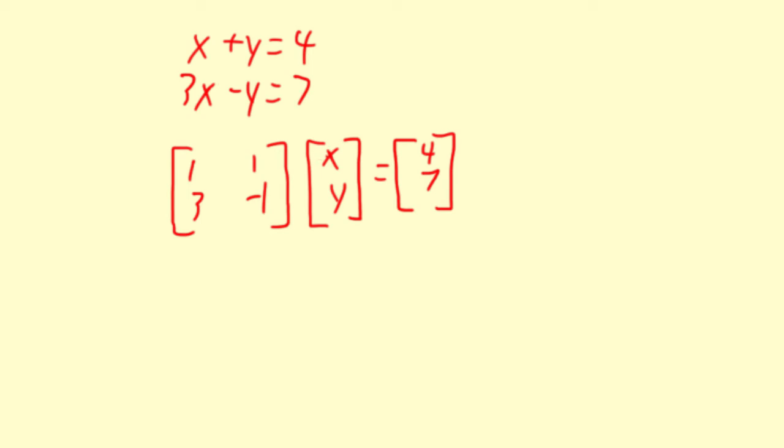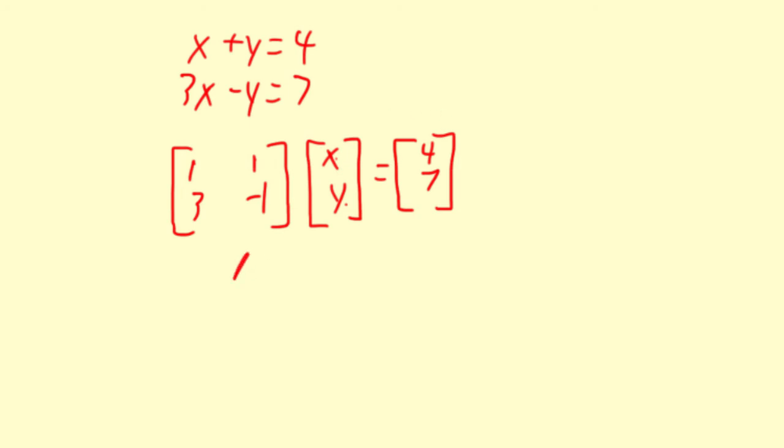So why is it the x, y are vertical and the 4 and the 7? Well, when you multiply, it would be 1 times x plus 1 times y. That will give you the left side of the first equation. And then 3 times x, -1 times y will give you the left side of the second equation. So that's why they're oriented this way.